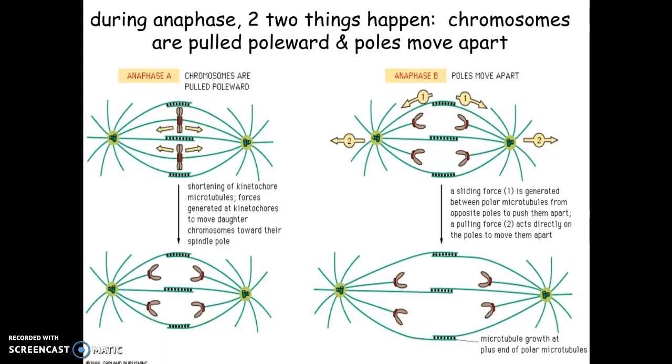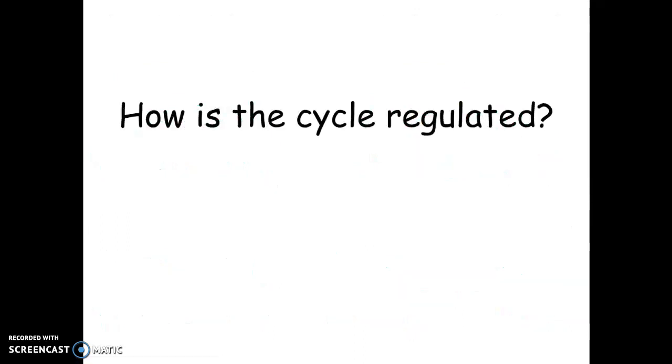So anaphase A and anaphase B. Anaphase A creating the tension on the chromosomes, and anaphase B pulling apart of the poles to elongate the cell. Next we're going to move on to the cyclin-dependent kinases and how we control progression through the cell cycle.